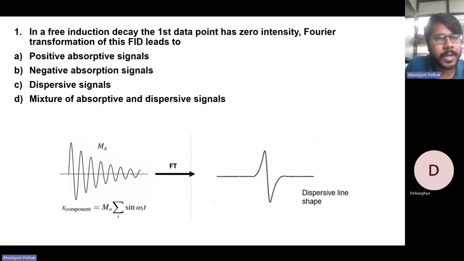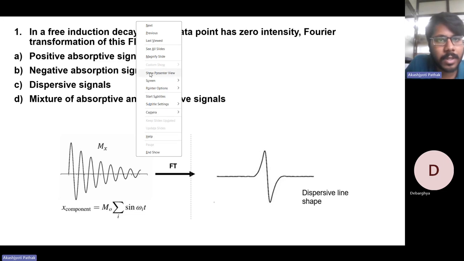So after understanding this concept, I would want you to solve this question: in a free induction decay, the first data point has zero intensity. Fourier transform of this FID leads to... There is a hint also given at the bottom of this slide. This question was asked in the week 3 assignment. So this is the free induction decay.